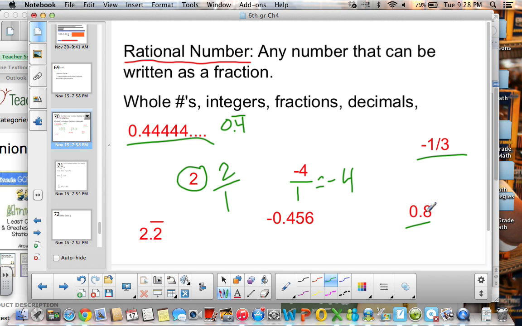0.8, or 8/10, can be written as a fraction. 2.2 repeating can be written as a mixed number. And the rest of these decimals can be written as a fraction as well. So it doesn't matter if it's positive, negative, fraction, repeating decimal, mixed number, integer, whatever. As long as it can be written as a fraction, it is a rational number.